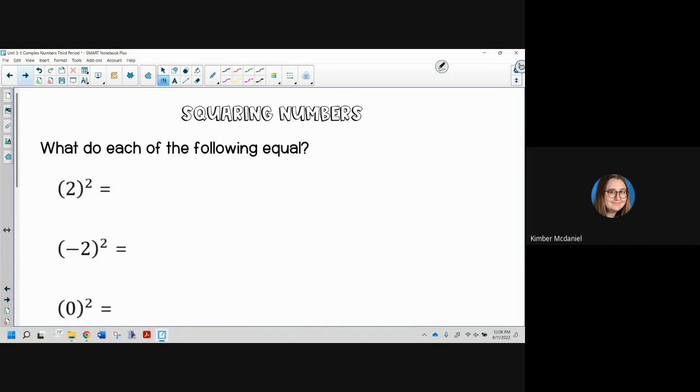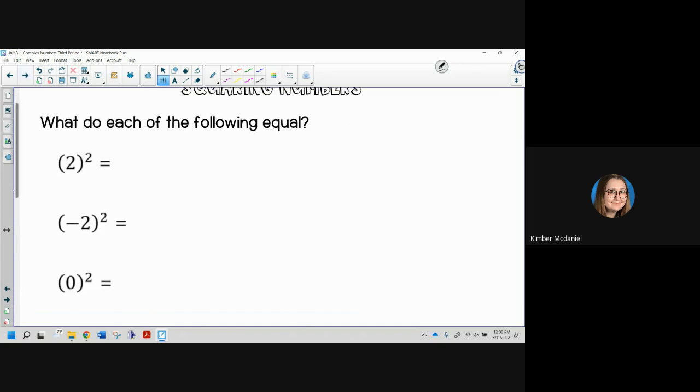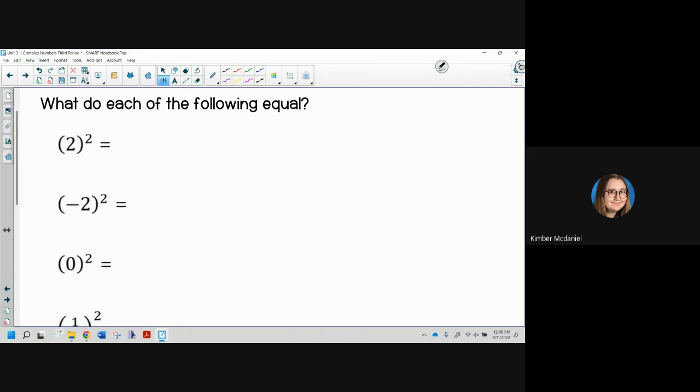Okay. For this slide, I don't want you to write anything down. But let's talk about squaring numbers. It says, what do each of the following equal? We know that 2 squared is equivalent to 2 times 2, which is equal to 4. Because remember, an exponent is just a visual representation of how many there are.